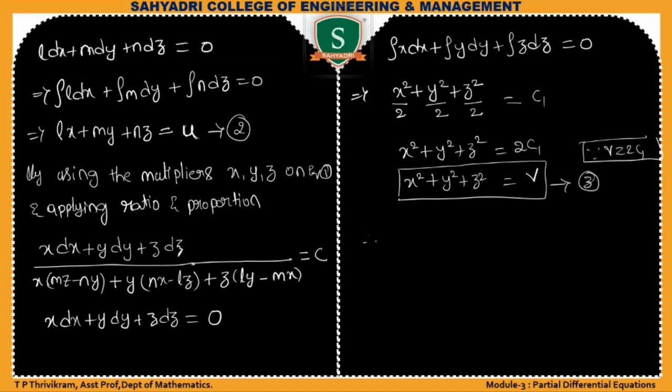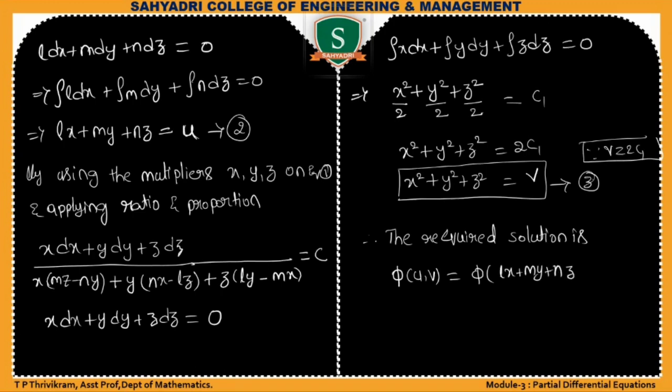So therefore the required solution is a function of equations 2 and 3. That means phi of u comma v, which is nothing but phi of lx plus my plus nz comma x square plus y square plus z square.